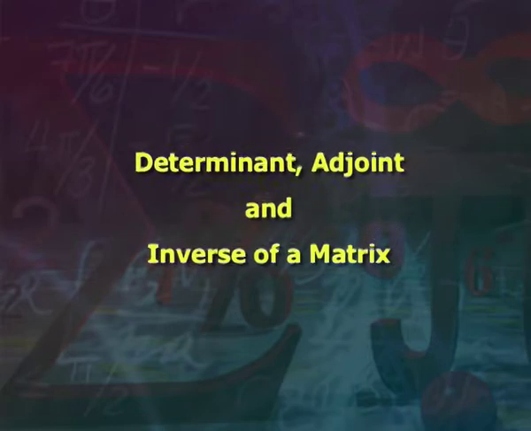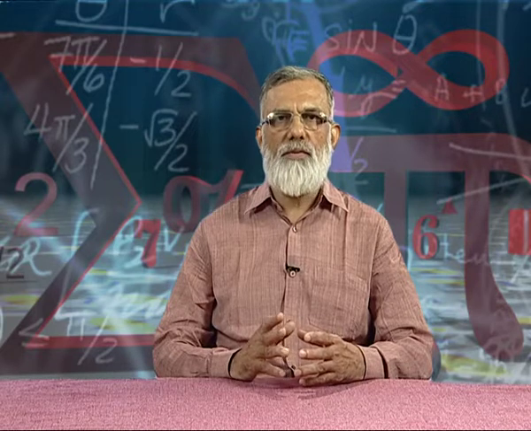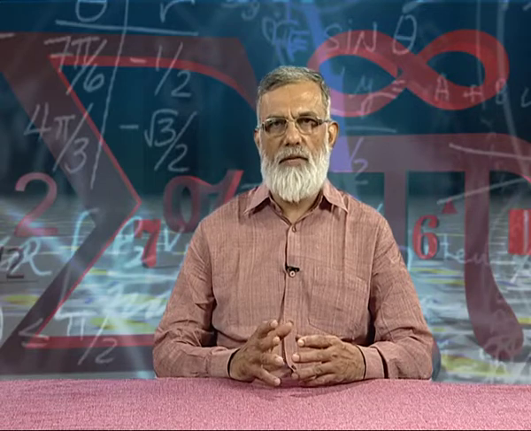We will now talk about determinant, adjoint and inverse of a matrix. Determinant of a square matrix is one of the very important concepts related to matrices. It is a single number derived from a given square matrix, which is useful in a number of situations in mathematics and its applications. It can be defined in many ways. One of these definitions is the inductive definition.